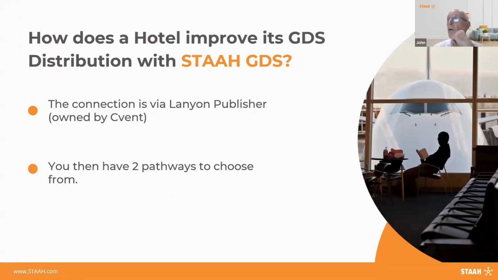Okay, so how does a hotel improve its GDS distribution with STAAH GDS? You sign up for STAAH GDS and you go onto the GDS Live. That's all great. But how can you get more distribution? This is particularly applicable for hotels that have sales and marketing departments themselves. The first and foremost connection is via a product called Lanyon Publisher. Many of you would have heard of this. Lanyon Publisher is owned by a company called Cvent. You then have 2 pathways to choose from.